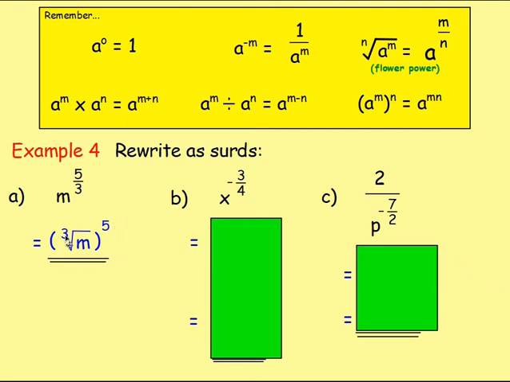I always prefer writing it as the third root of m, put all that in brackets, and then put the power of 5 just outside. You could also put the 5 in here as well, so it's m to the power of 5, and then the third root of that. Either way, it's going to be the third root.